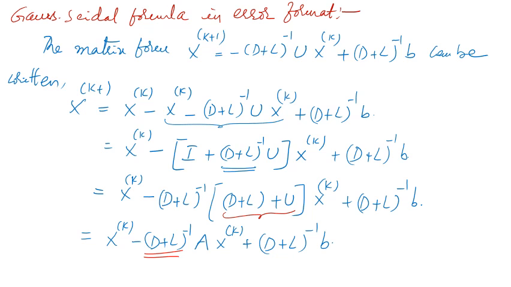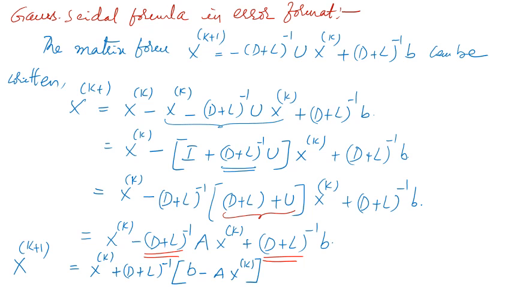Now take this (D + L)^(-1) common, then what does this become? This is equal to x^k plus (D + L)^(-1) common, and the remaining part is b minus A x^k. Same procedure as in the Gauss-Jacobi method, this is the expression of x^(k+1), okay? Then assume this one, b minus A x^k is r^k, right? Therefore, and one more thing, now let v^k equal to (D + L)^(-1) r^k.